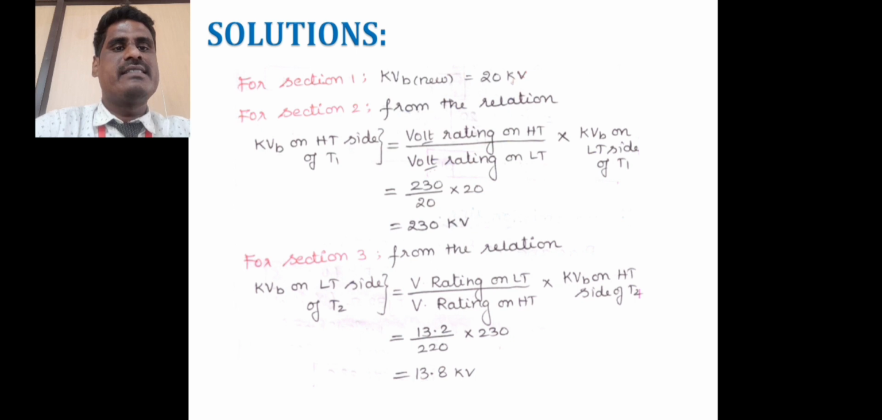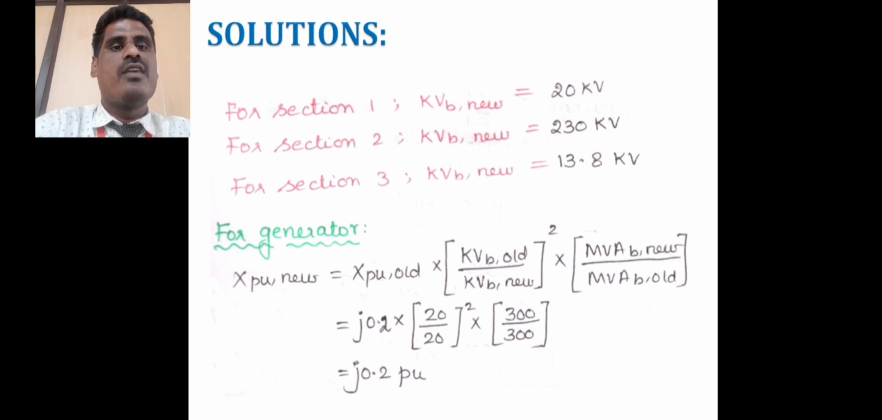So, 13.2 divided by 220 into 230 equal to 13.8 kV. So, in this case section 1, section 2 and section 3 are calculated. Next we go for the generator side. Individual per unit impedance value is calculated. So, section 1 is 20 kV, section 2 is 230 kV and section 3 is 13.8 kV.